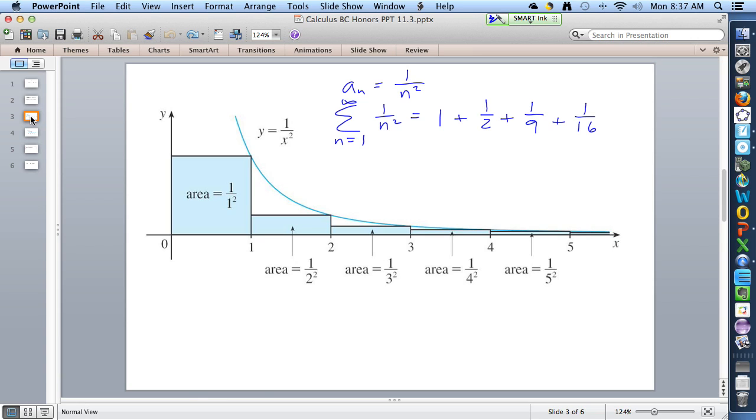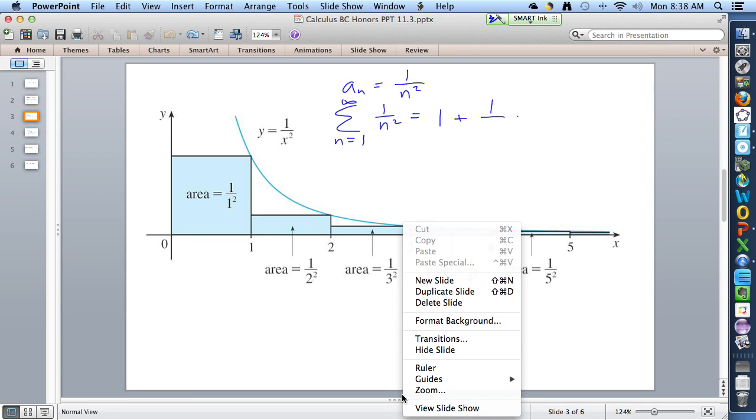Why isn't it 1 over 4? Did I miss one? It shouldn't be 1 over 2. Let's try it again. So 1 over 4, 1 over 9, 1 over 16. Okay.